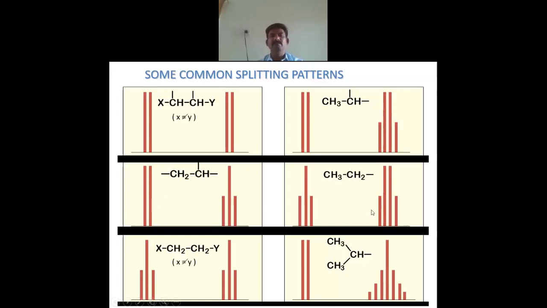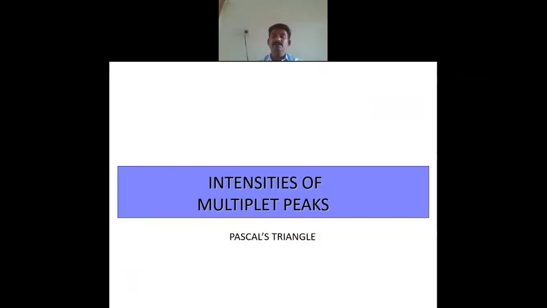In the case of this example, CH3 and CH, the two CH3 groups are in the same environment, so both are doublets. But for this one, how many neighbors are there? In total 6, and 6 plus 1 is 7. So 7 peaks will appear. This is the neighboring proton effect.